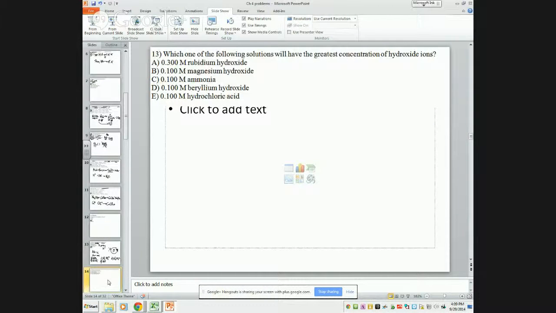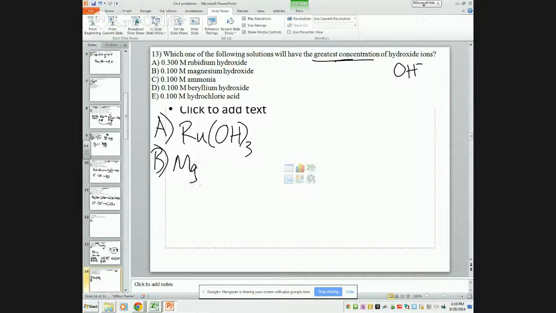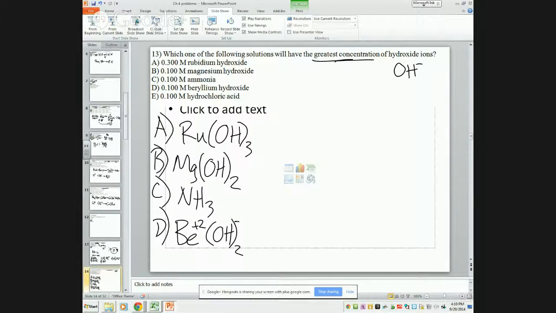All right. 13. Which of the following solutions will have the greatest concentration of hydroxide ions? So hydroxide ions are those OH minuses. So we got to figure out those formulas again. A, well, if it was rubidium hydroxide, I got to look up what the charge of rubidium is. It's +3, so I know it's going to be Rb(OH)3. B would have been magnesium hydroxide, Mg(OH)2, because Mg is +2. C, ammonia, which is NH3. Not going to give us many hydroxides from the formula itself. D, beryllium hydroxide, Be, which is a +2, so it's going to be Be(OH)2, because each OH is -1. And then E, hydrochloric acid, HCl.